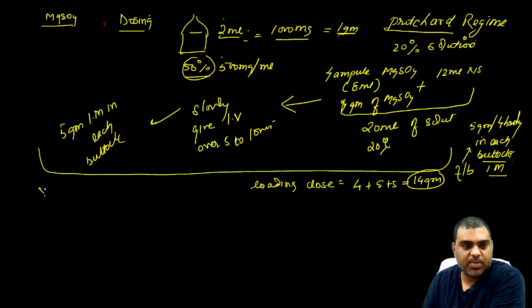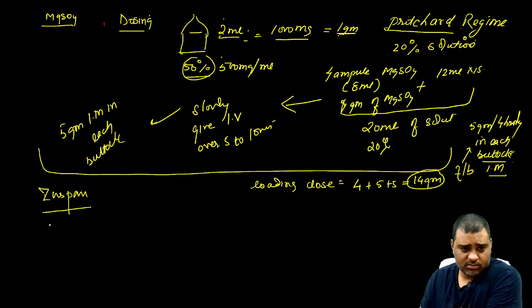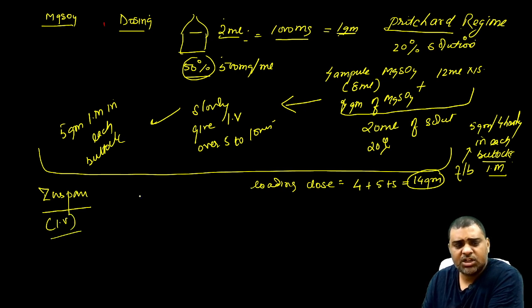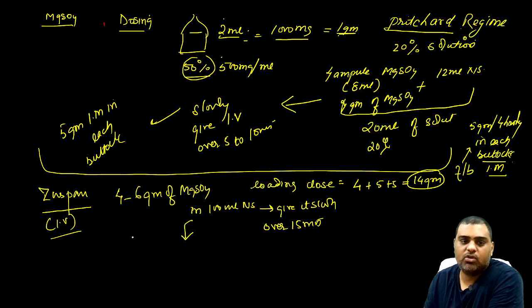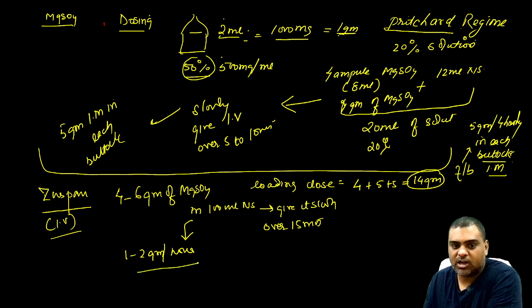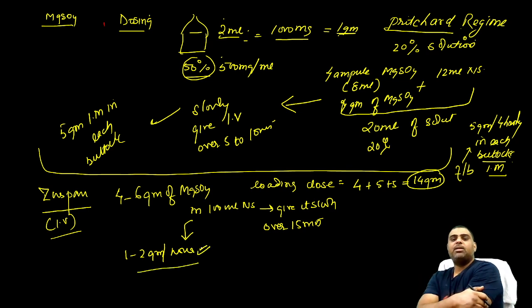Second is the Jaspan regime. In this we give IV. Initially we take 4 to 6 gram of MgSO4 and put it in 100 ml NS. Give it slowly over 15 minutes, and then it is followed by 1 to 2 gram per hour.